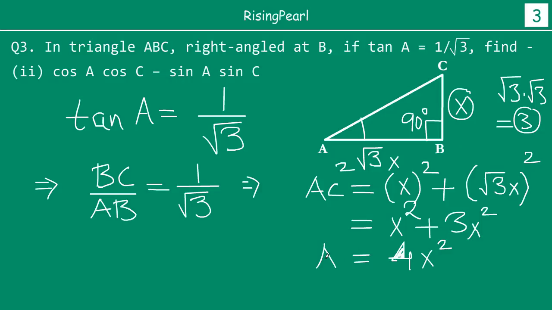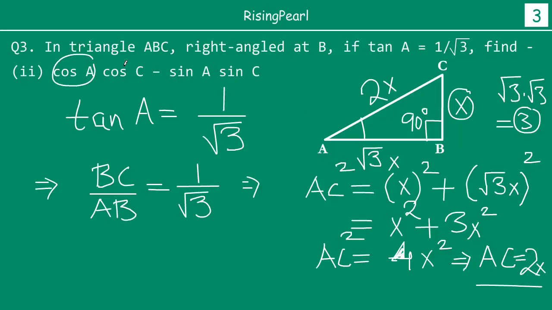So if AC square is equal to 4x square, from here it implies AC is equal to 2x. If you take the square root on both sides, you will get AC equals 2x. So AC, this length, is 2x, right? So at this point, friends, we can now find out the value of each of these ratios, and we can simply plug the value of each of these ratios in this expression, and we can find out the value of this expression.